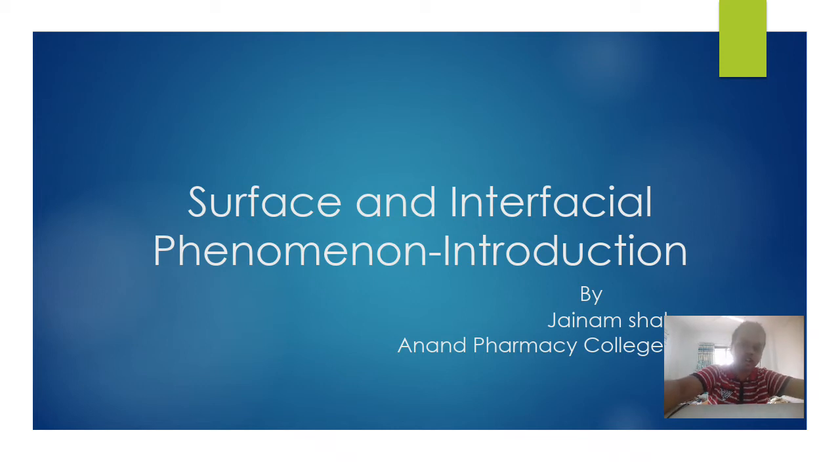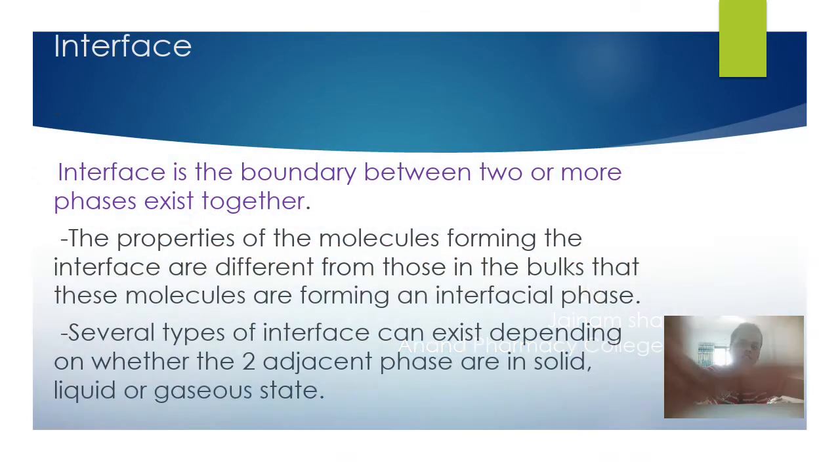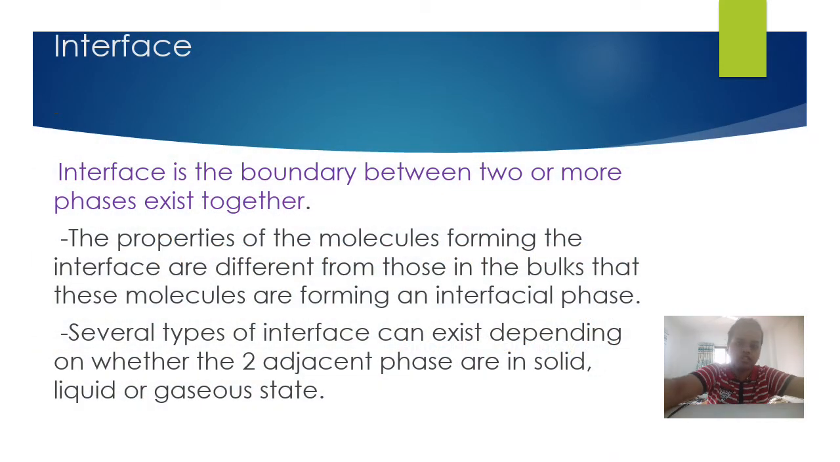Now let us begin with what is the meaning of interface. Interface is the boundary between two or more faces which exist together. In the language of a layman, it is the boundary between two or more faces which exist together. For example, we can consider that a heterogeneous mixture exists. Between a heterogeneous mixture, as they are not soluble into each other, there exists a boundary between them.